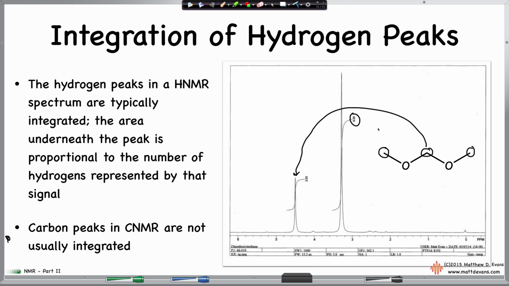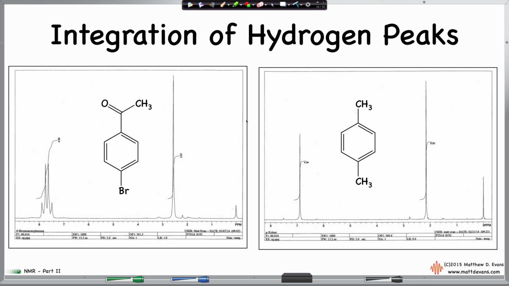Now, I should mention at this point that when we do carbon NMR, we never integrate carbon NMR peaks, for reasons I'll get into in part 3. But hydrogen, we do this, and these are the numbers of hydrogens. Just a couple more examples of integration, just so we're clear.